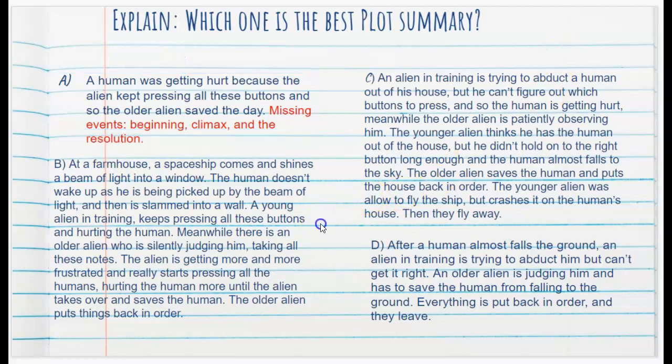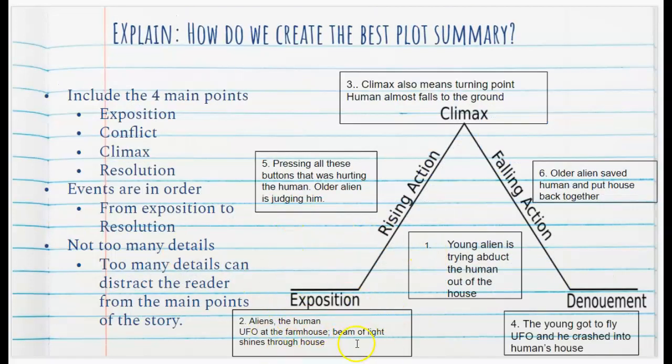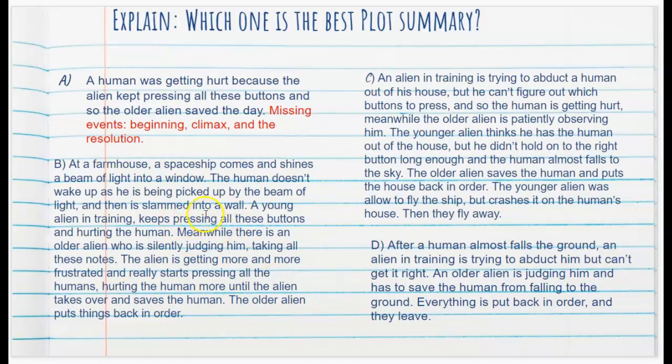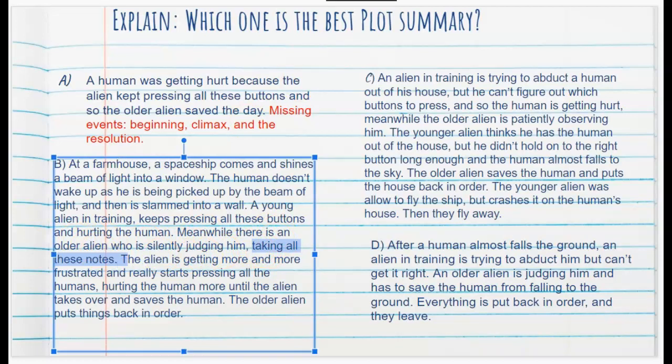All right. Let's look at B. B seems like a pretty good length, but let's see how it compares to the others. At a farmhouse, a spaceship comes and shines a beam of light into a window. The human doesn't wake up as he is being picked up by a beam of light and then is slammed into a wall. Already I can tell this is too wordy and has too many details for the beginning, because our plot diagram didn't say all of that, okay? It does say a beam of light shines through the house, but it doesn't say the human didn't wake up. A young alien in training keeps pressing all these buttons and hurting the human. Meanwhile, there is an older alien who is silently judging him, taking all these notes. This is unnecessary, taking all these notes.